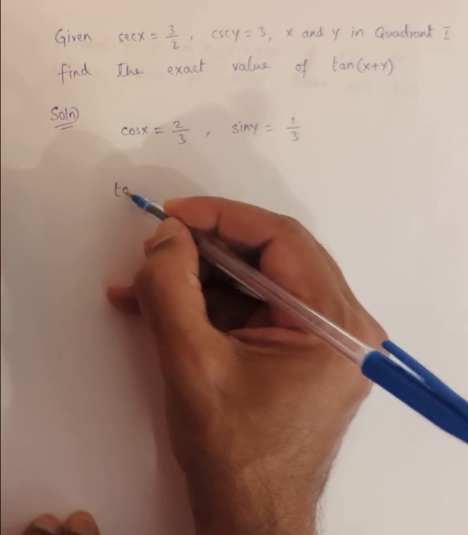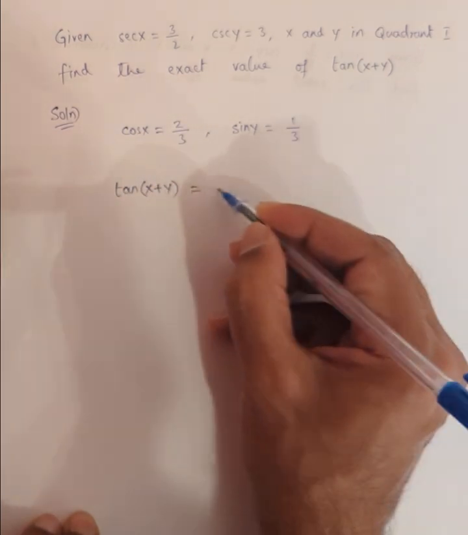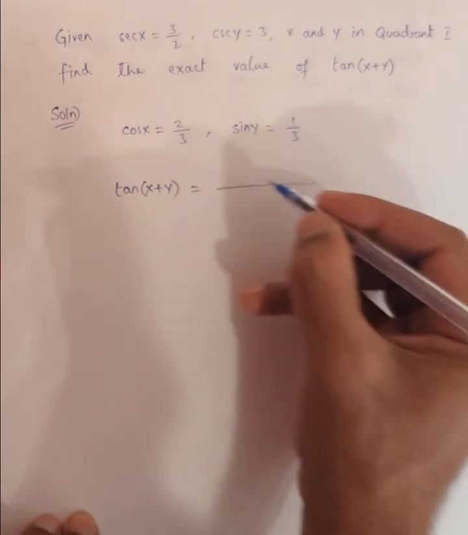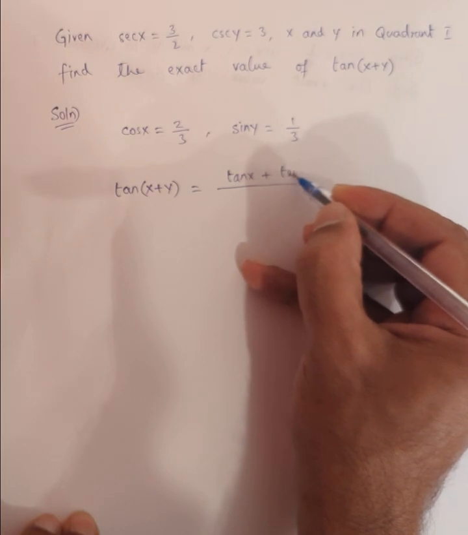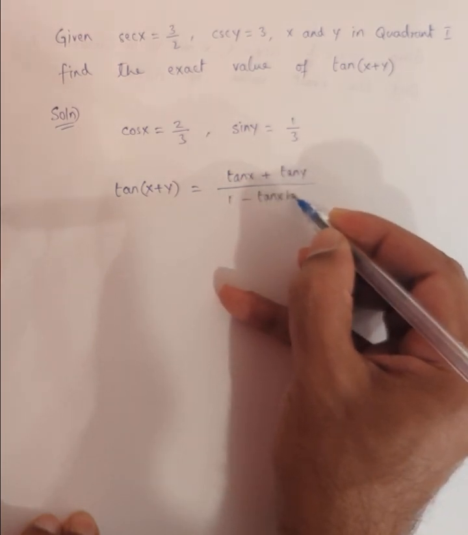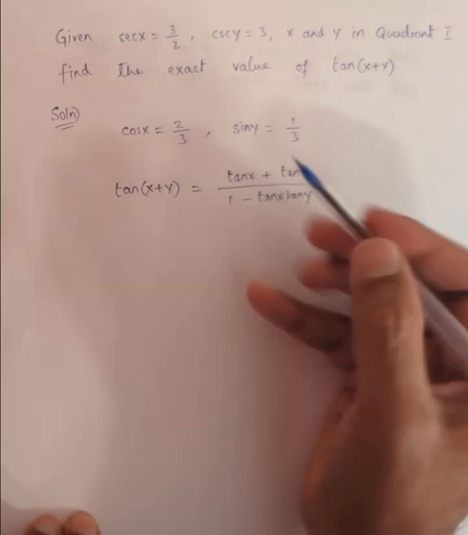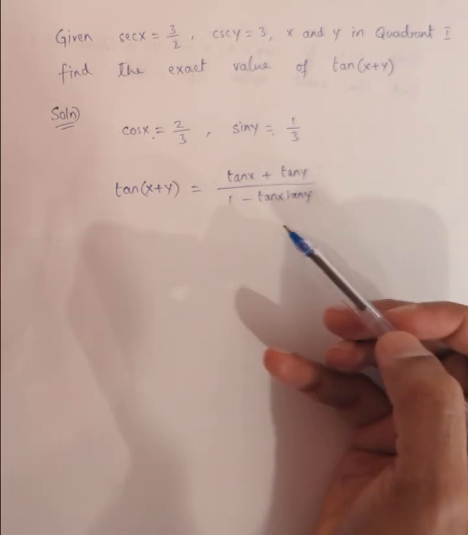Now what we need is the formula for tan of x plus y. Tan of x plus y is this fraction where the numerator is tan x plus tan y and the denominator is 1 minus tan x tan y. So from these two pieces of information, I need to get these quantities.